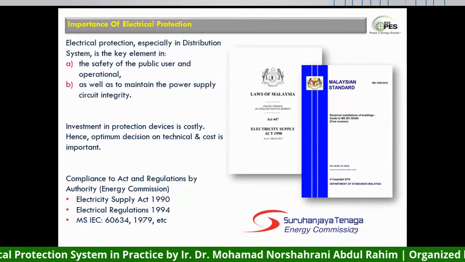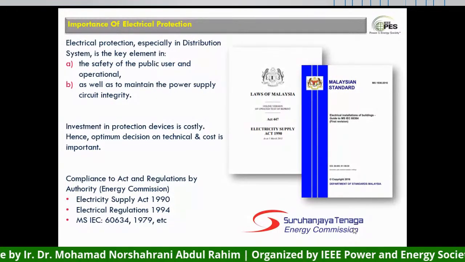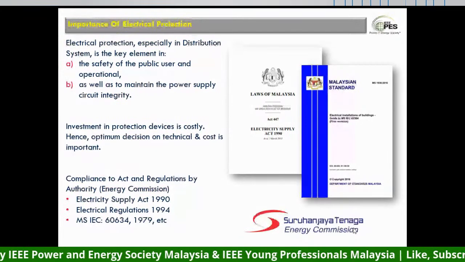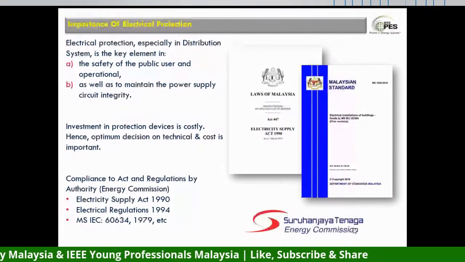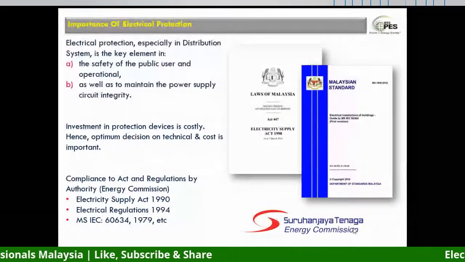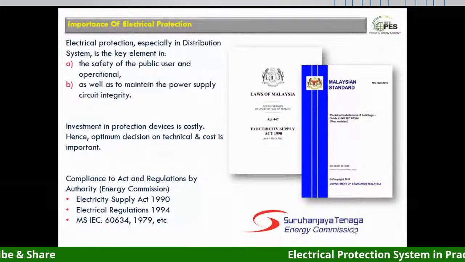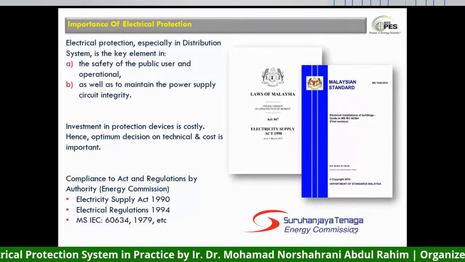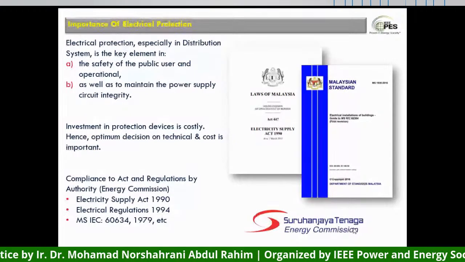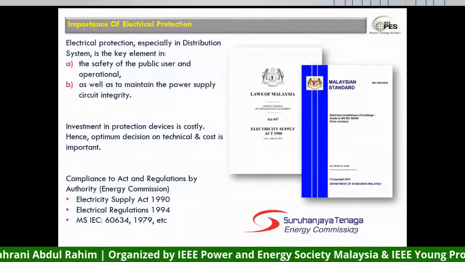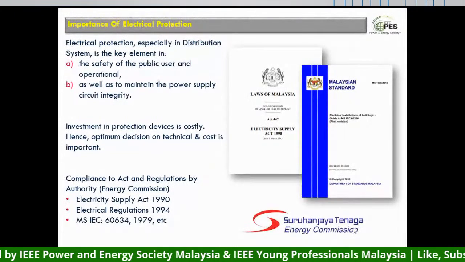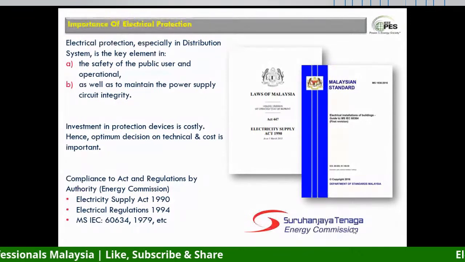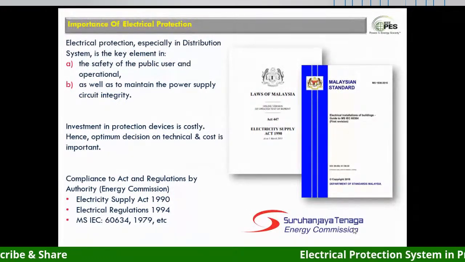So let us recall electrical protection, especially in distribution systems. The key element in protection is the safety of the public and users, and also the operational side, whether on the utility side, consumers, or operators doing maintenance. Another aspect is supply integrity, where we want to make sure of continuous power supply to the consumer. In terms of protection, we need to admit that the cost of protection devices is very high. So we need to optimize our decisions and control the cost, while at the same time ensuring that our installations, premises and properties are protected.